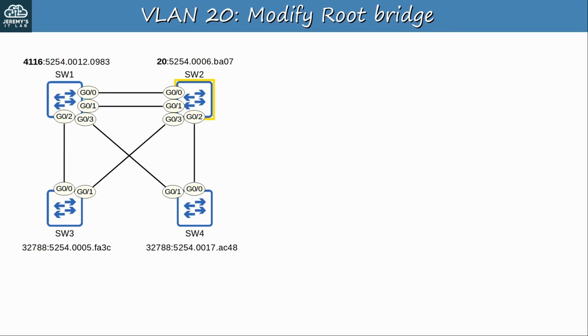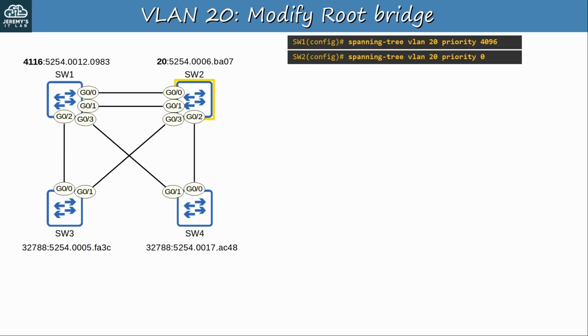And now, let's do the same for VLAN 20, this time making switch 2 the root and switch 1 the secondary root. I used the same priority values as for VLAN 10, 0 and 4096. Again, pause the video now if you want to figure out the topology.